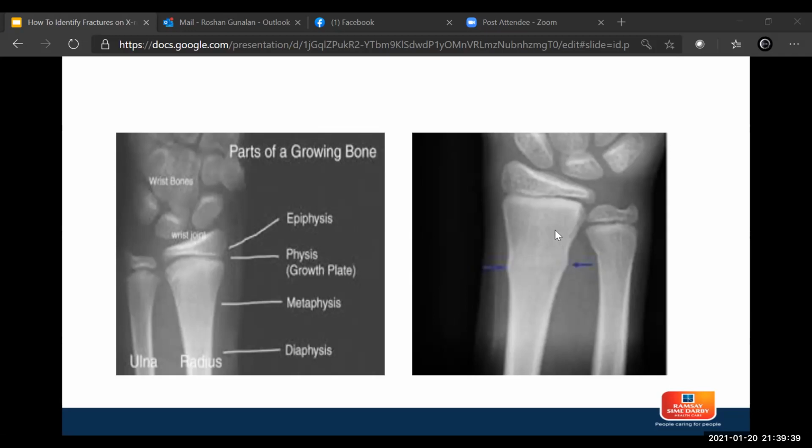In a buckle fracture, basically it's just compressed down and the bone buckles down like that. Yeah, you can see it just bulges out on both sides. Okay, that is a buckle fracture. Greenstick, you will see a crack in one side.